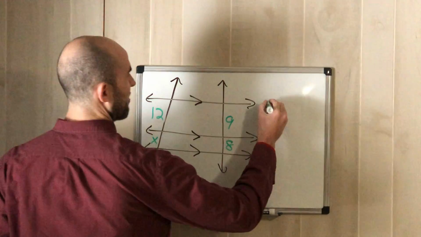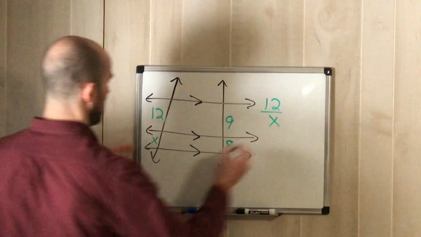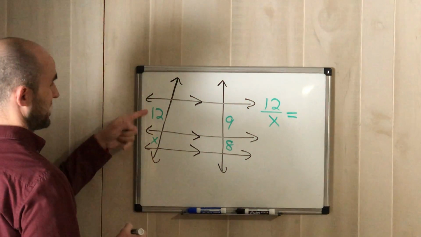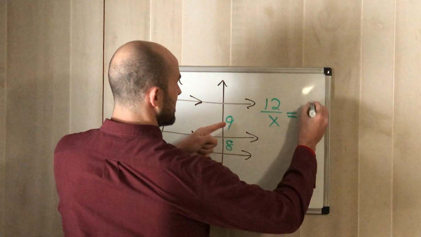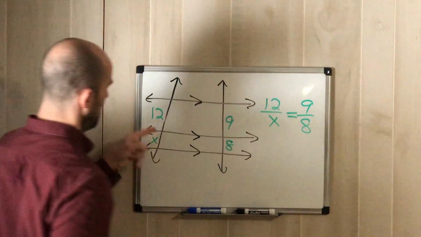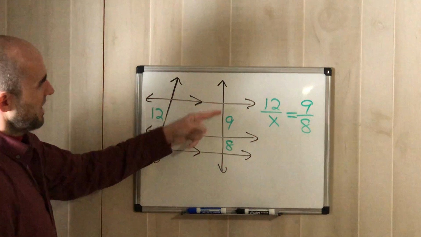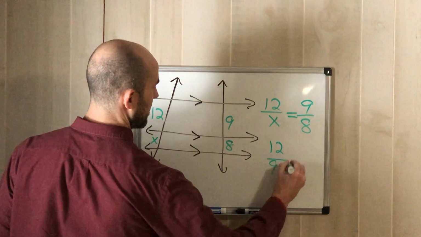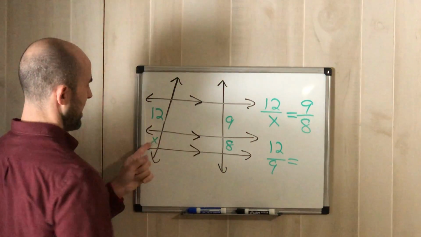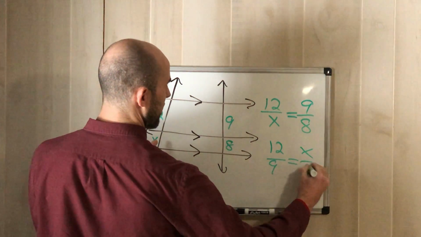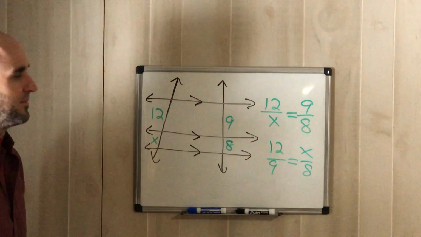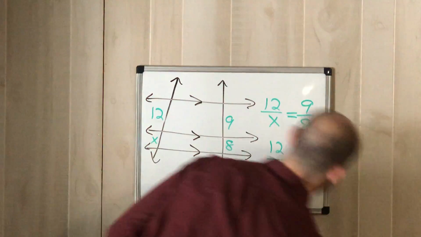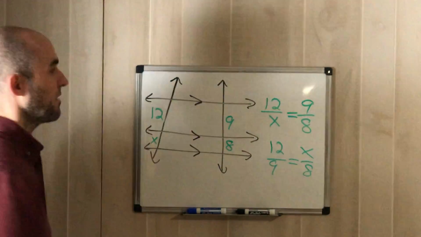So first fraction I can write would be 12 over x. And if I went 12 over x, top to bottom, then I would have to go top to bottom, 9 over 8. And if I wanted to do 12 over 9, left to right, then it would have to be x over 8, left to right as well. Okay, that's practice, guys, with the side splitter, and that's how you set up proportions. I don't need to solve them because, again, you guys know how to solve proportions.